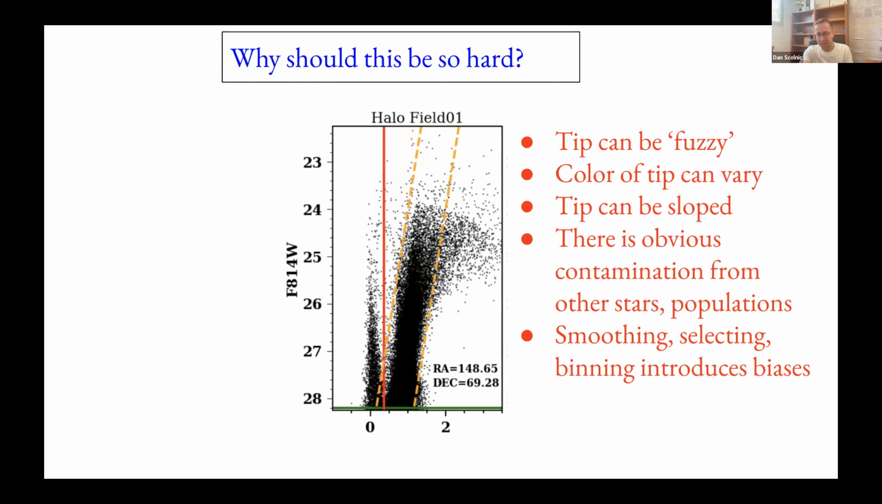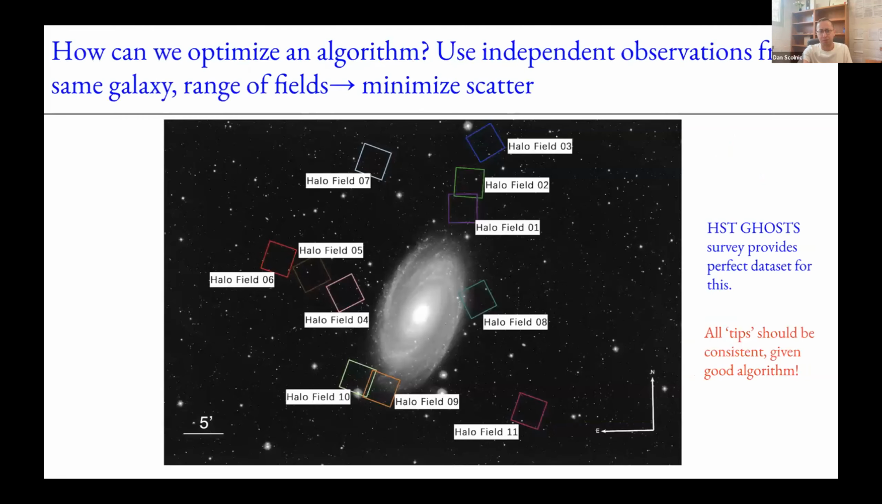when trying to measure the tip, this is what you can see by eye. Oftentimes it could be fuzzy. The color can move. The tip itself can be sloped. There's contamination from other stars, other populations. And you have to smooth and do some kind of selecting, and that could all introduce biases. So there's a number of different pieces to this. Your eye sees it, but actually how to do this mathematically is not so simple.